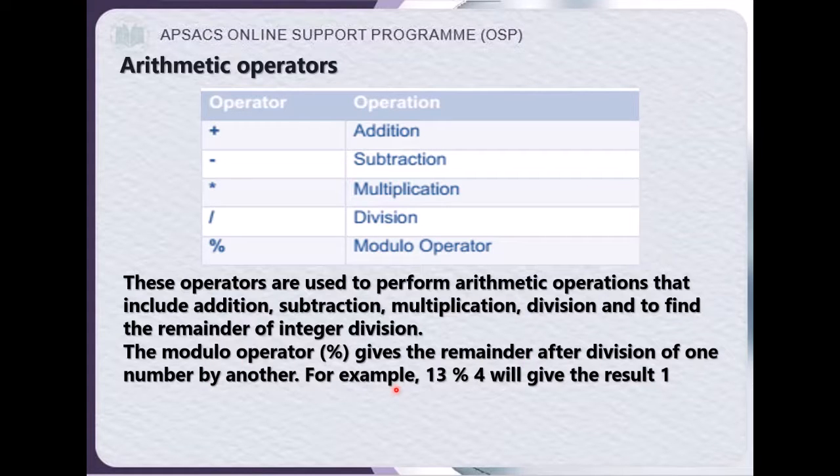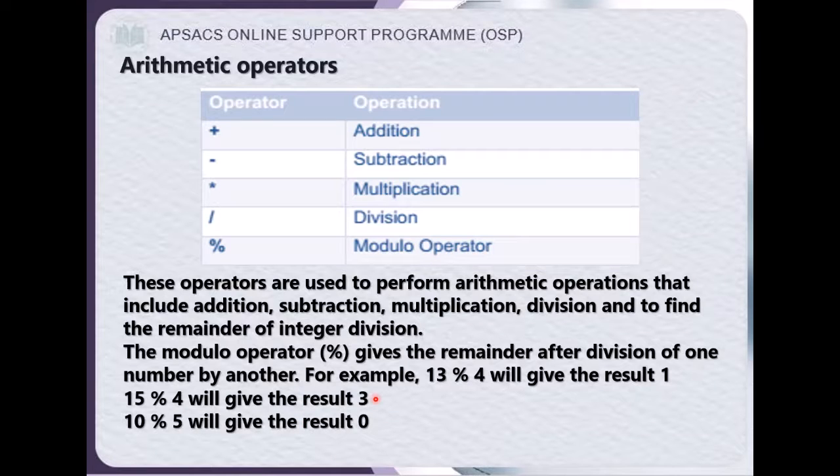For example, 13 % 4 will give the result 1, 4 3s are 12 and the remainder value is 1. Similarly, 15 % 4 will give the result 3, 10 % 5 will give the result 0, 5 2s are 10, so there is 0 value as remainder, and 4 % 5 will give the result 4.